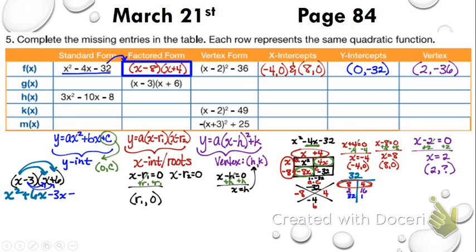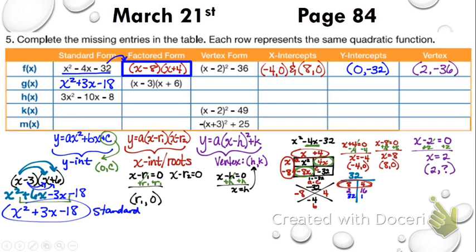Which equals x squared plus 3x minus 18. Here's standard form, so I'm going to write that down: x squared plus 3x minus 18.